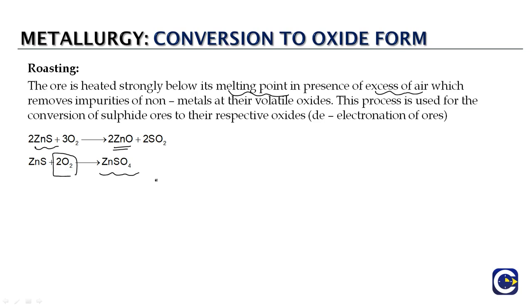It is very important that this heating is below the melting point, not above it, with excess oxygen. Thereby we will be able to convert the sulfide ores into the respective oxide form. It also happens that in this process the non-metal impurities may get vaporized because their oxides might be volatile. This is another advantage of roasting. So roasting is essentially heating of a substance in excess oxygen below the melting point of the ore.